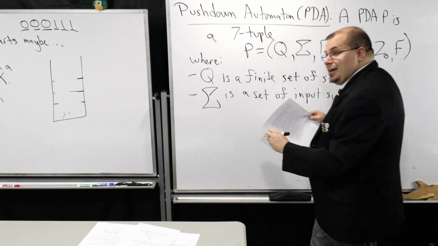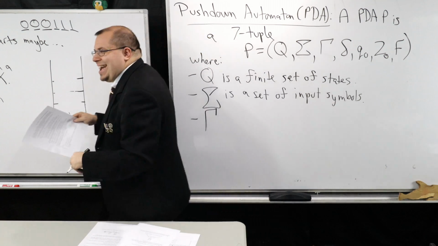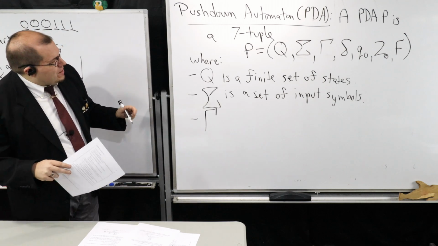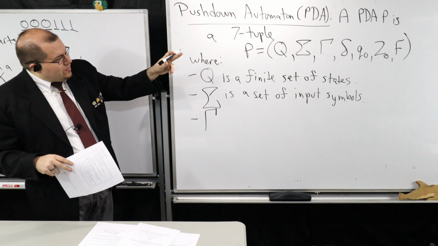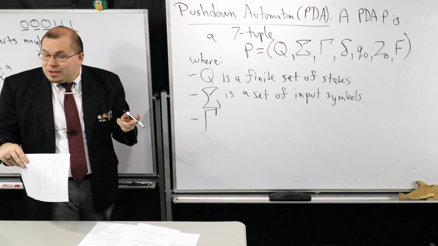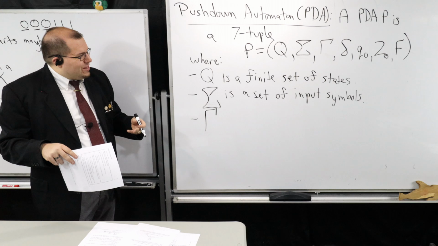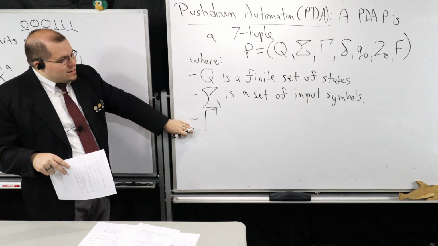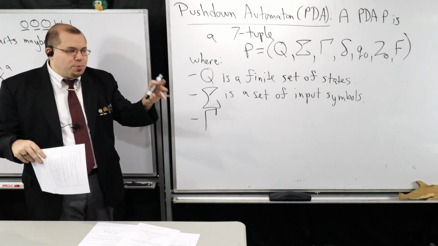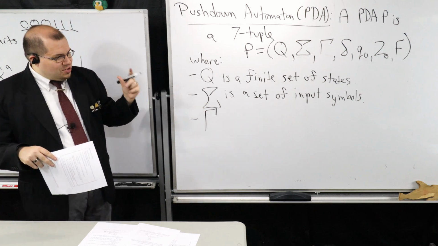Now this gamma, I have to tell you what gamma is. Now, you might ask, what is a gamma? This is going to be the set of all your stack symbols. So you're going to think of gamma very much like sigma. So sigma was your set of input symbols, right? We normally had it like zeros and ones and stuff like that. Gamma is going to be the symbols that you're going to use on your stack. So these are going to be symbols that you push and pop onto the stack. This will include a special symbol called the start symbol.